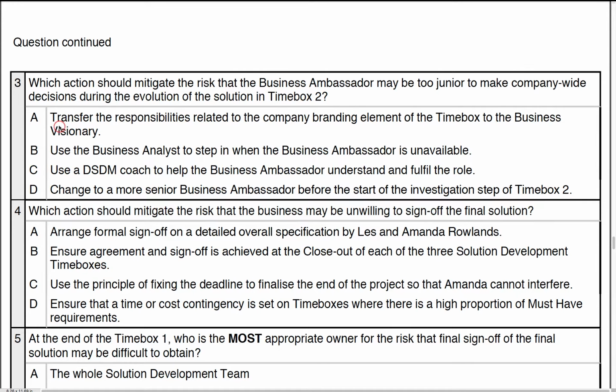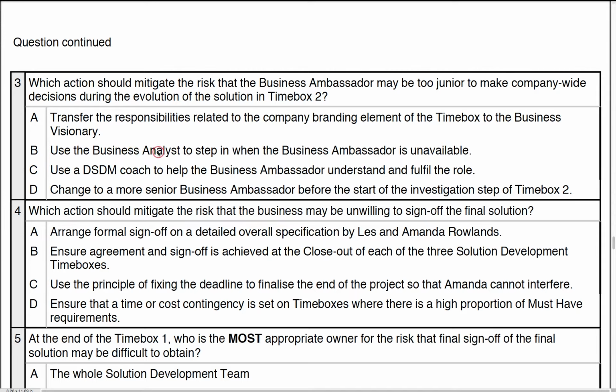And lo and behold, that's what the first sentence says. Transfer responsibility related to the company branding element of the time box to the business visionary. There's nothing wrong with doing that. You're never going to get everybody fulfilling every single piece of responsibility and requirement you have for a role. So there's nothing wrong with doing that.